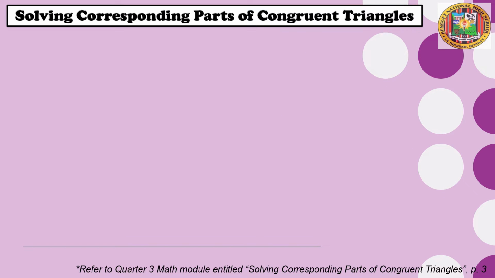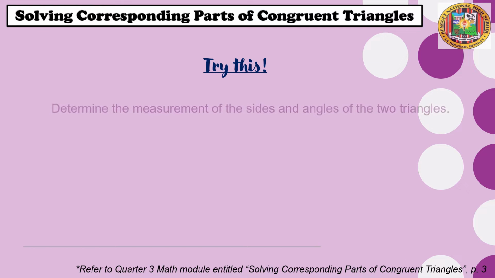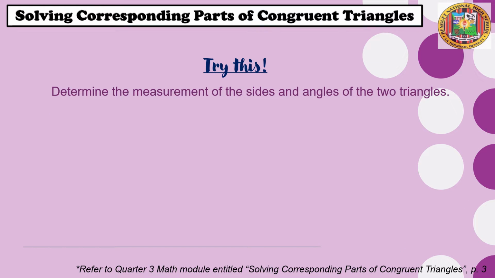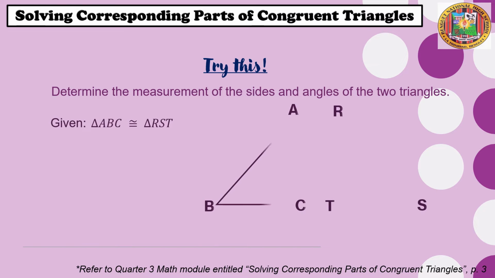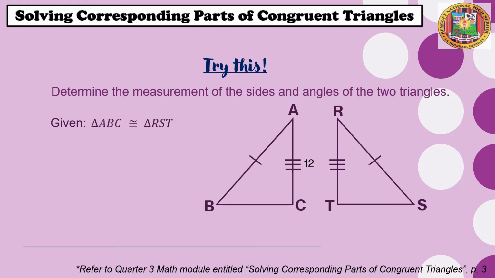Refer to your Quarter 3 math module entitled Solving Corresponding Parts of Congruent Triangles for this video lesson. Let us study the following example to determine the measurement of the sides and angles of the two triangles. Note the marks on the sides and angles of the triangles and their corresponding measures. To understand the situation, first we must observe.